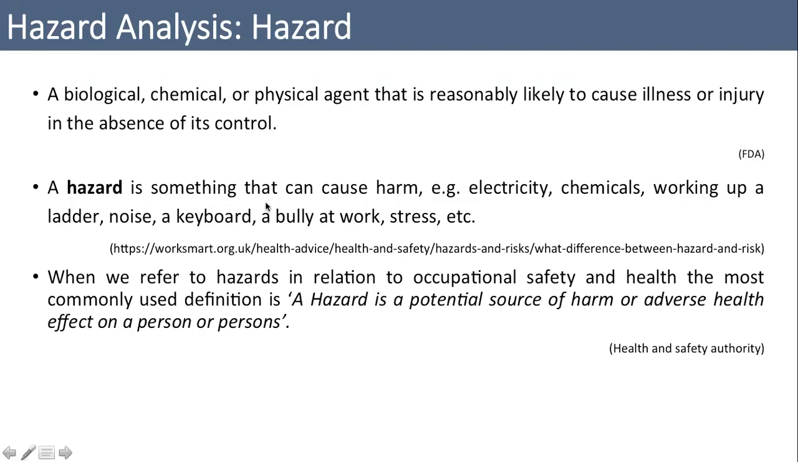A hazard is something that can cause harm. Examples: electricity, chemicals, working on a ladder, noise, a keyboard, a bully at work, stress, like that. When we refer to hazard in relation to occupational health and safety, the most commonly used definition is that a hazard is a potential source of harm or adverse health effect on a person or persons.